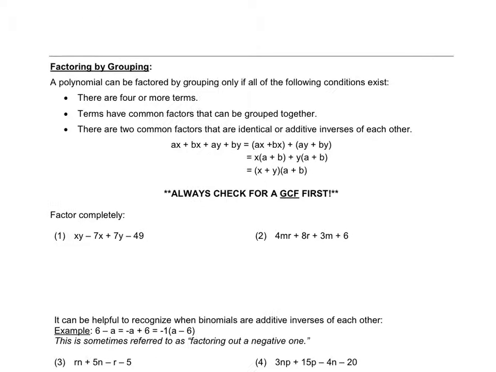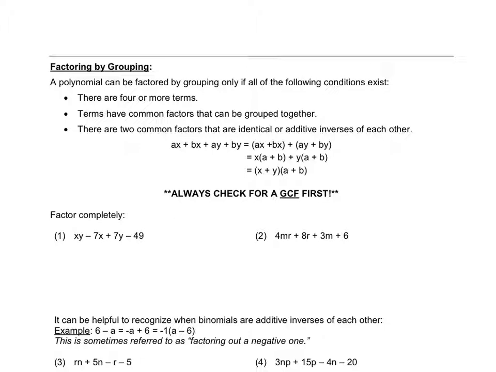Alright, so the way factoring by grouping works is that you have a polynomial, and from that polynomial, you might have more than one different type of GCF. So the idea is to figure out where your common factor might be coming from.